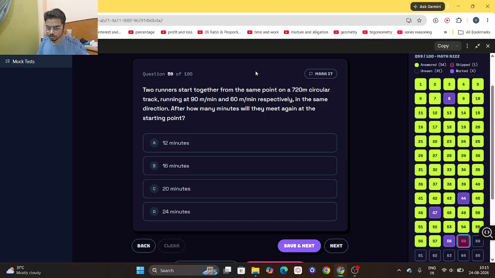Runner one, the distance he has to cover is 720 meters. The speed is 90 meters per minute. The time will be 8 minutes. Runner 2, distance is 720 meters. Speed is 60 meters per minute. So time taken will be 720 upon 60, 12 minutes. 24.